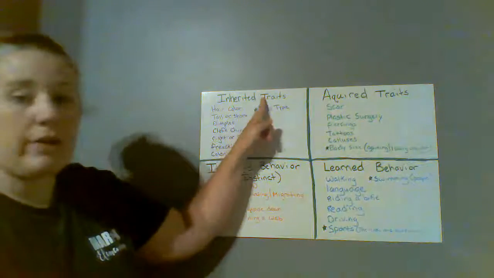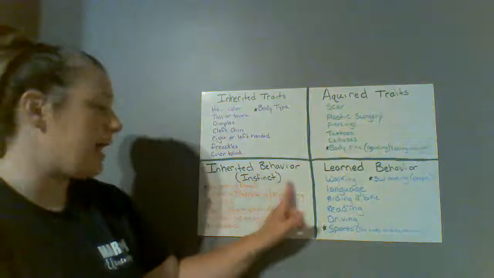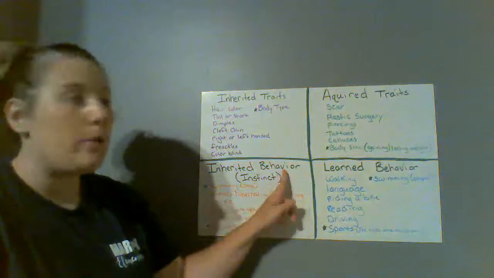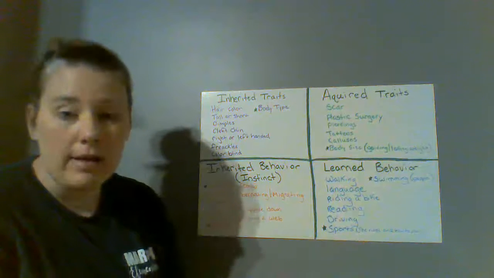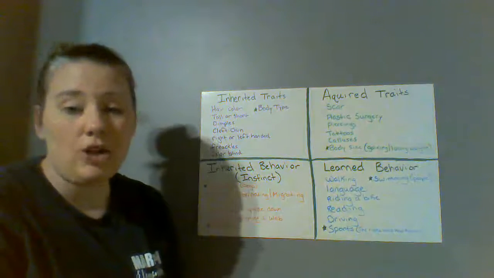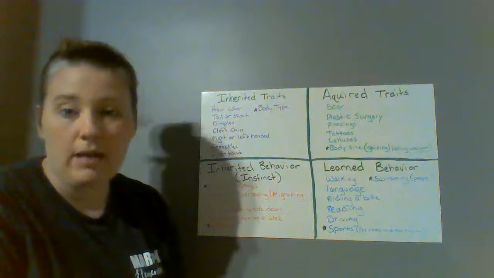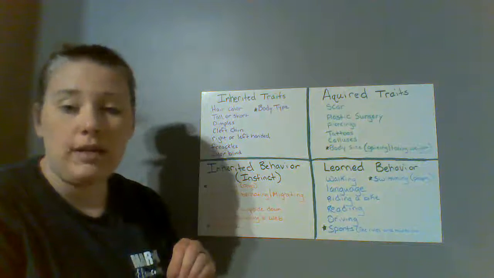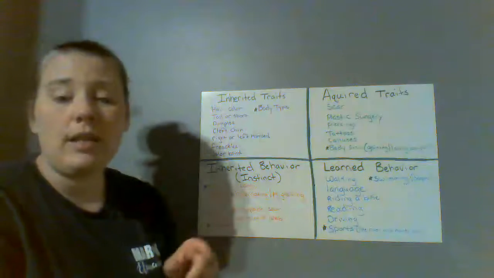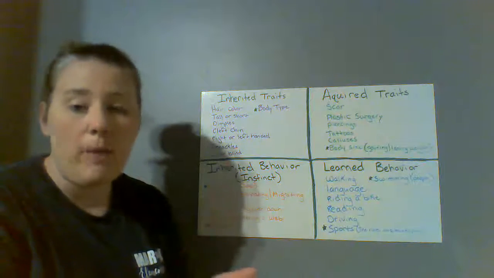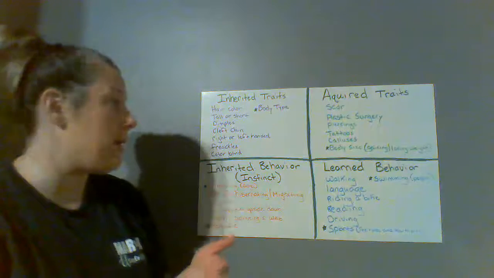So you have inherited traits, and then below is your inherited behavior. So again, when you see that word inherited, it means that it's from your parents, and these are things that you cannot choose to have. Okay, it's just automatically in your DNA. When I think about the word trait, I usually think of something that you see on your body. So those are the things we were talking about yesterday.